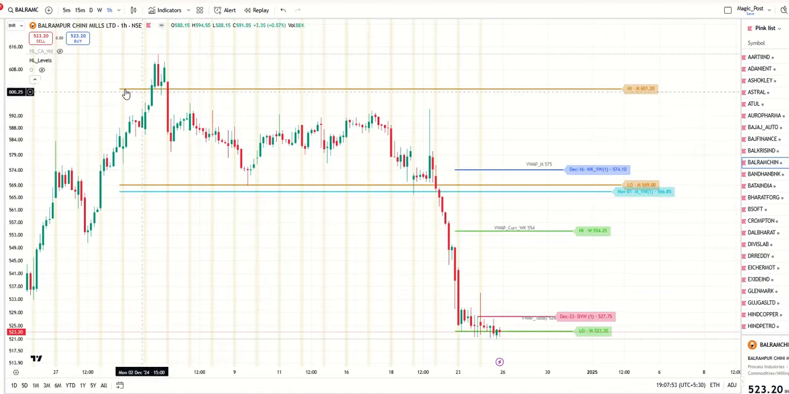Balrampur Chini, right? See here, somewhere here, it is not able to sustain this level, and came down flat for almost the entire month, but tried to break down this level. You see here, the blue line has given a pushback, and then it tried to go up, but overall there is a reversal. Once there is a breakdown of this blue line from 560, you look at this 520, there's a good fall here, but the weekly low is giving a support.